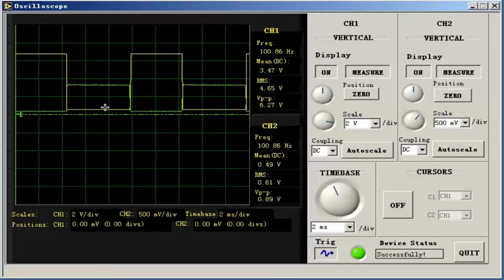From the waveforms, we can see when the input voltage of the gate is at high level, the output of the drain is at low level. Conversely, when the input voltage of the gate is at low level, the output of the drain is at high level. The circuit realizes the function of the inverter correctly.